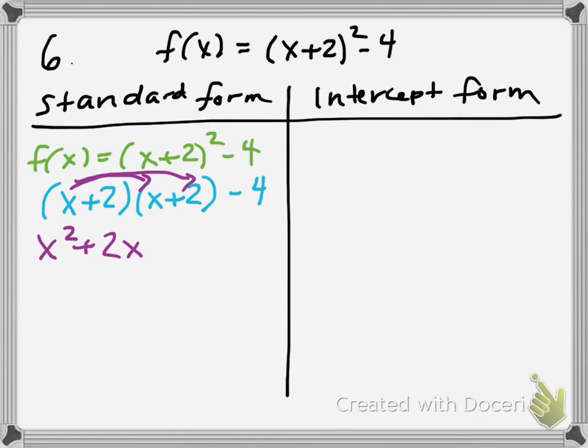Now that I distributed the x, I need to distribute the 2 to both terms in the second parentheses. So 2 times x is 2x, and then 2 times 2 is 4. Don't forget to bring down this minus 4 as well.